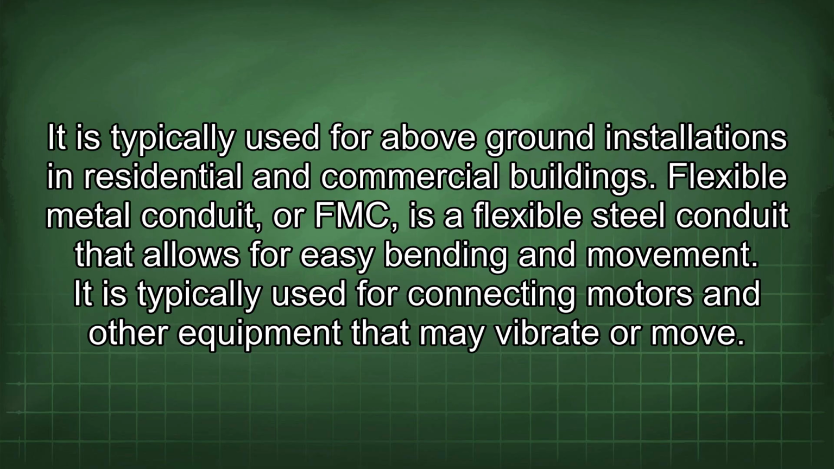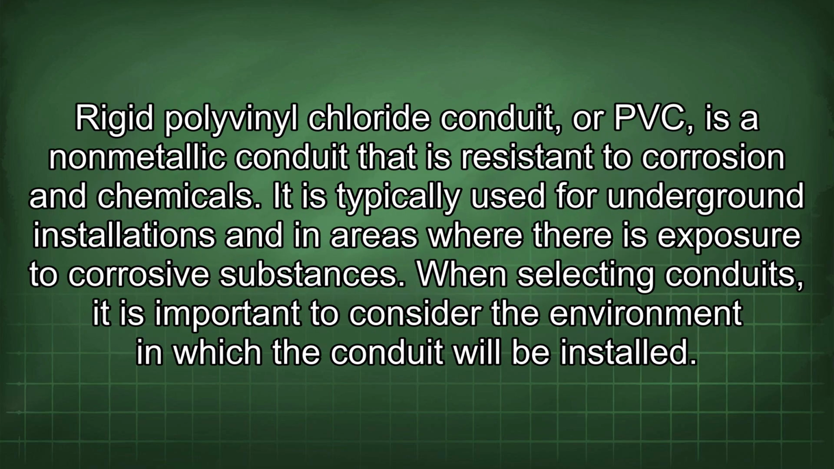Flexible metal conduit, or FMC, is a flexible steel conduit that allows for easy bending and movement. It is typically used for connecting motors and other equipment that may vibrate or move. Rigid polyvinyl chloride conduit, or PVC, is a non-metallic conduit that is resistant to corrosion and chemicals. It is typically used for underground installations and in areas where there is exposure to corrosive substances.